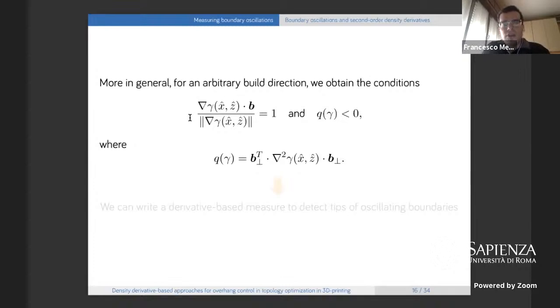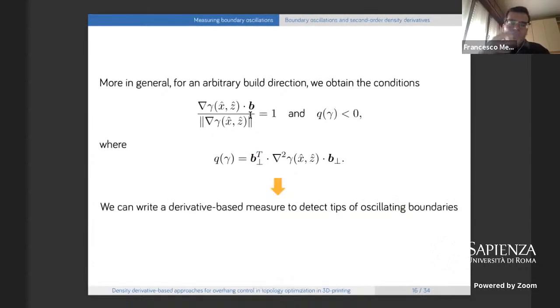So the first order relation is replaced by this relationship here, which involves the gradient, again, of gamma. The negativity of the second order derivative is instead replaced by the negativity of this quadratic form, which for compactness we name with the letter Q, where anyway we still have the second order derivatives of the density function. Indeed, this here denotes the Hessian matrix of gamma. And B orthogonal is simply the direction which is orthogonal to the given build direction B.